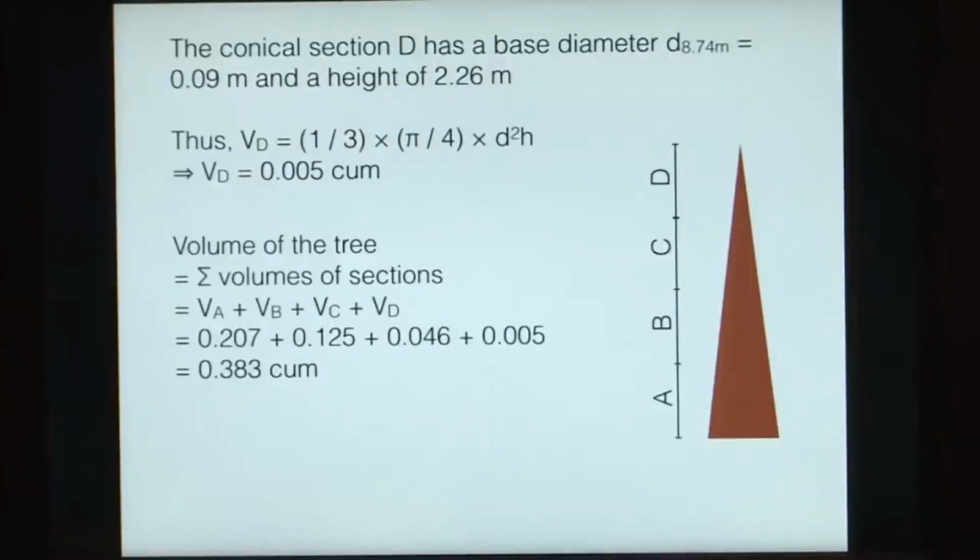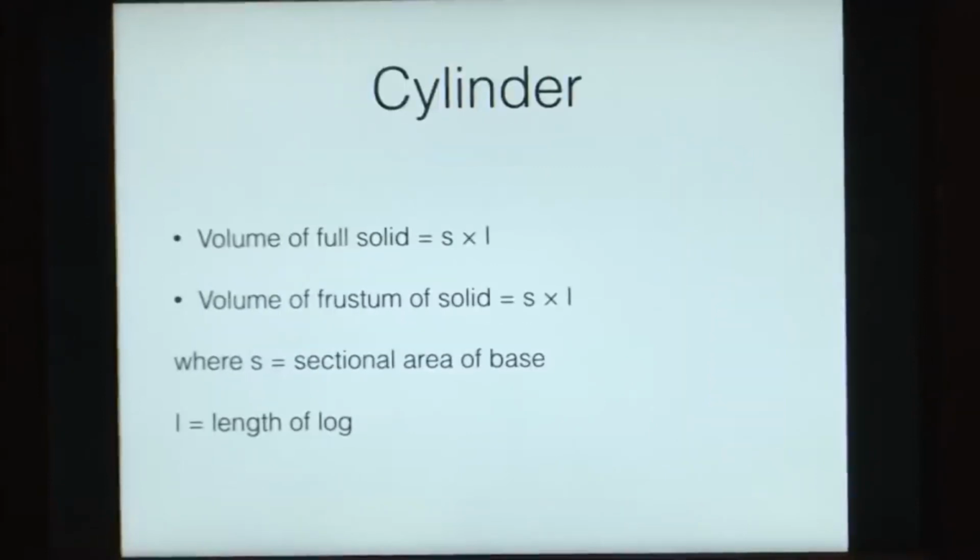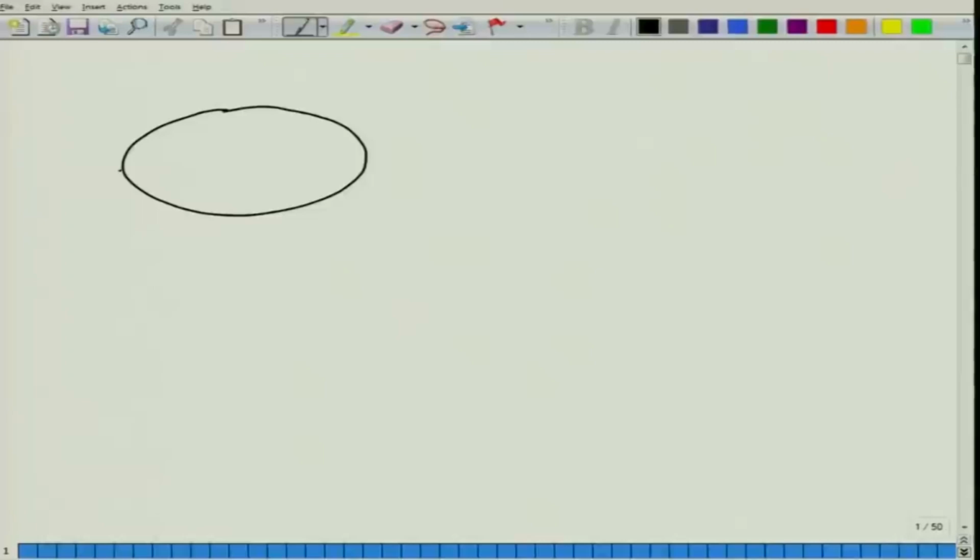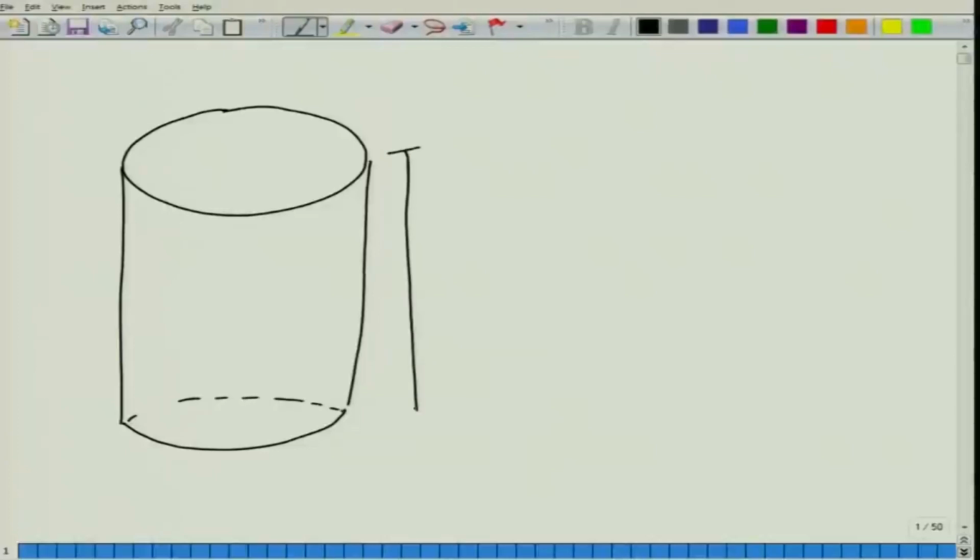We also dealt with the volumes of a number of different shapes. So, today we will look at an extension of those equations. As you would recall, the volume of a cylinder is given by S into L. In a cylinder, both the end sections are circular, it has a length of L, and it has a radius of r. So, we used to say that volume is equal to pi r square h.